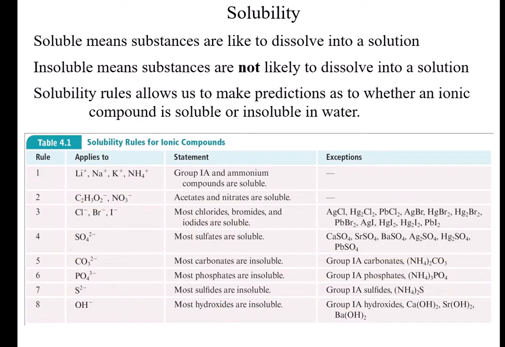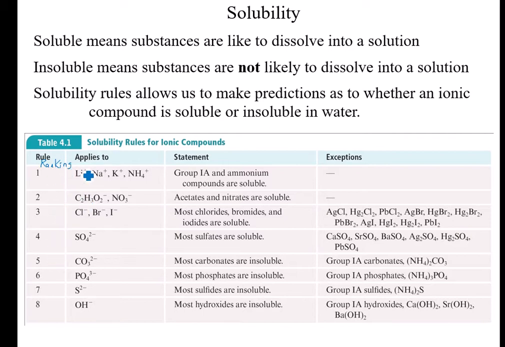So how do I decide if something is a strong electrolyte or a weak electrolyte? Well, for ionic compounds, it's basically based on solubility. Soluble compounds means that the substances are likely to dissolve into a solution. Insoluble means they're not likely to dissolve in a solution. And the solubility rules allow us to make a prediction as to whether something is soluble or insoluble in water. These rules are 1 through 8. And if you think of that, it says rule, but also think of this as being a ranking, which means that rule number 1 is more important than rule number 2 or 3 or 4 or 5.